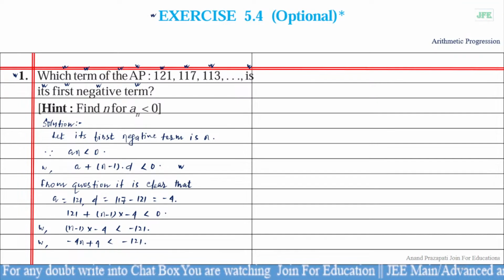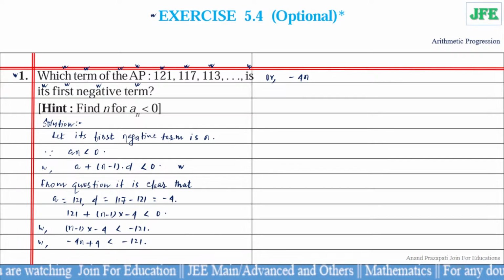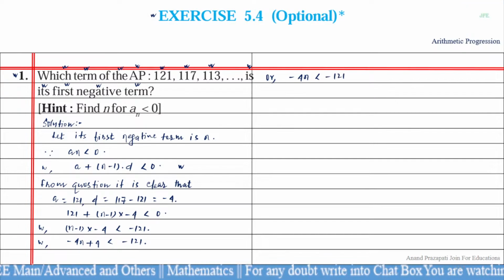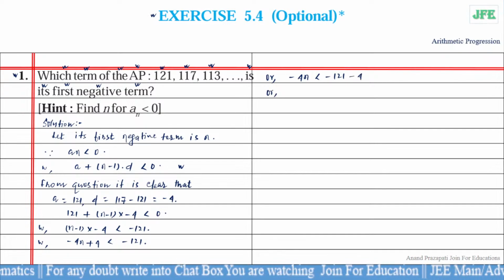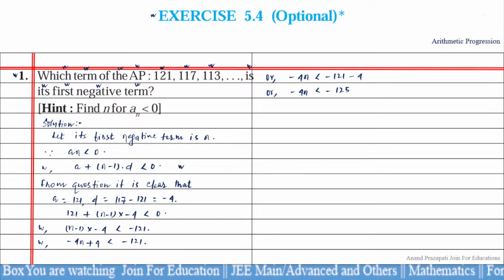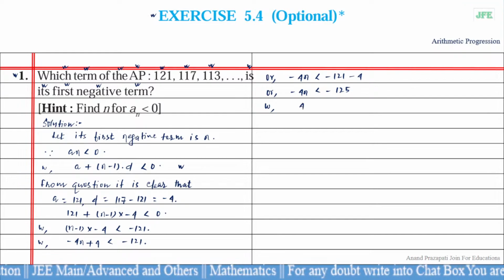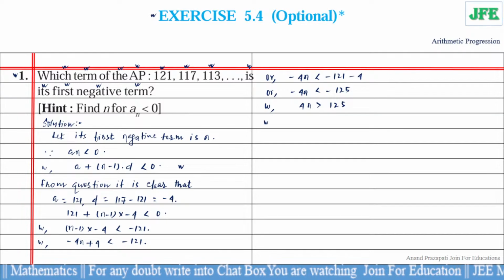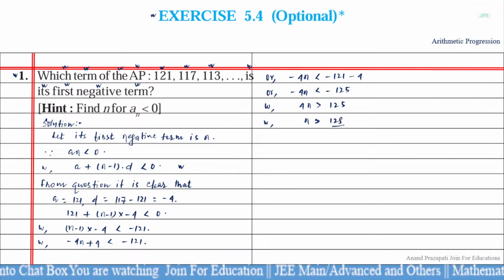Now subtracting 4 both sides, we get minus 4n less than minus 121 minus 4, or minus 4n less than minus 125, or 4n greater than 125, or n greater than 125 by 4, which is 31 and 1 by 4.